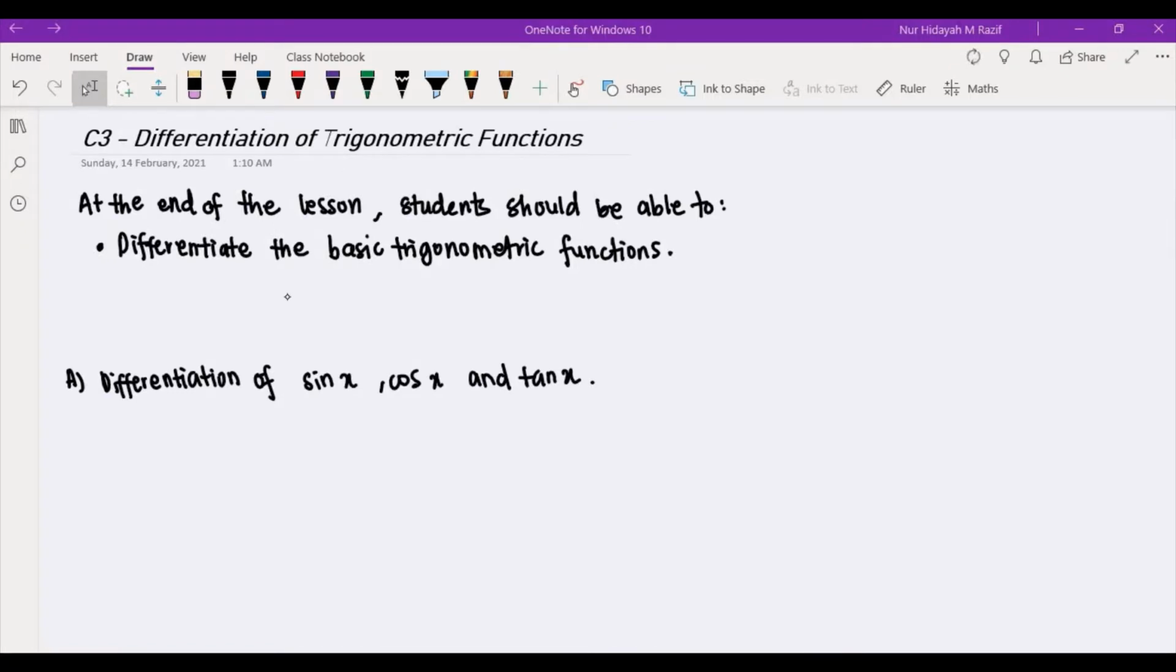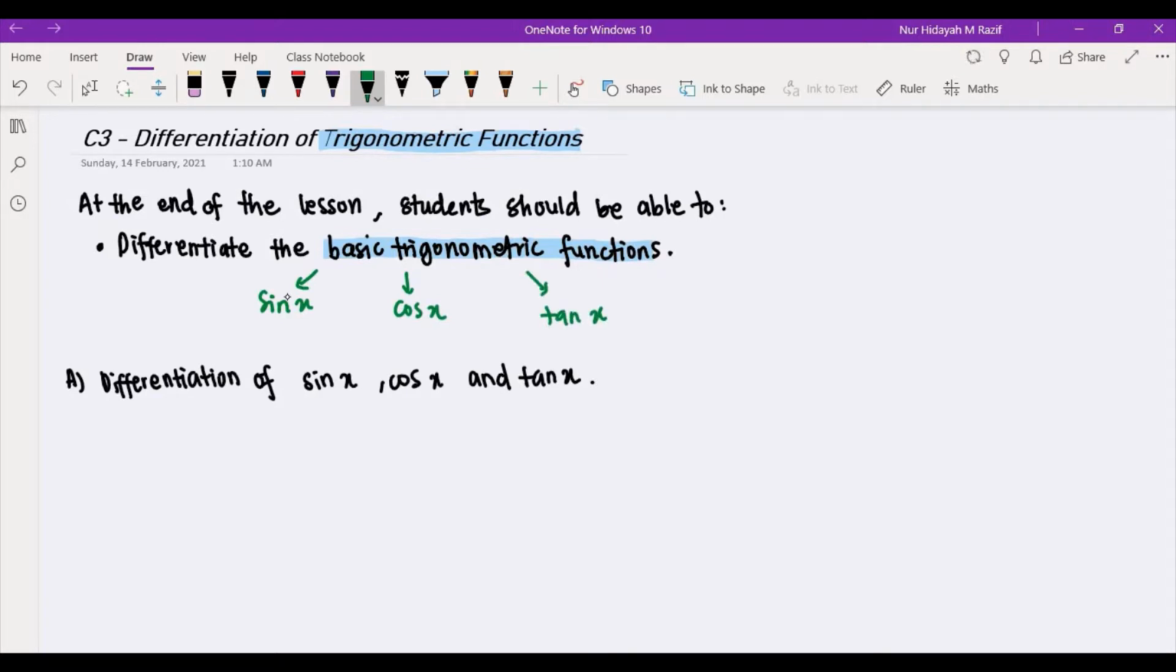Hello everyone. In this video, I'm going to cover the concept for the third subtopic in chapter 3, which is the differentiation of trigonometric functions. So at the end of this lesson, you should be able to differentiate basic trigonometric functions, which are, first, sine x, second, cos x, and third, tangent x.